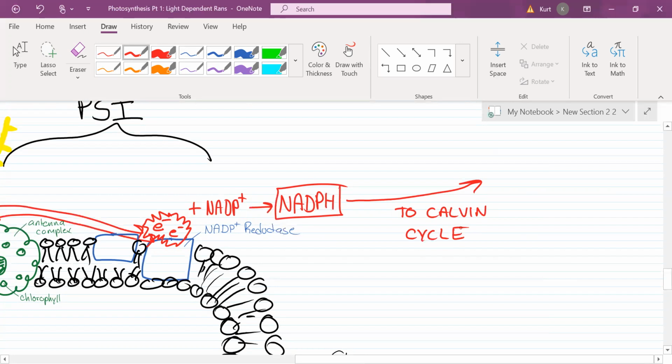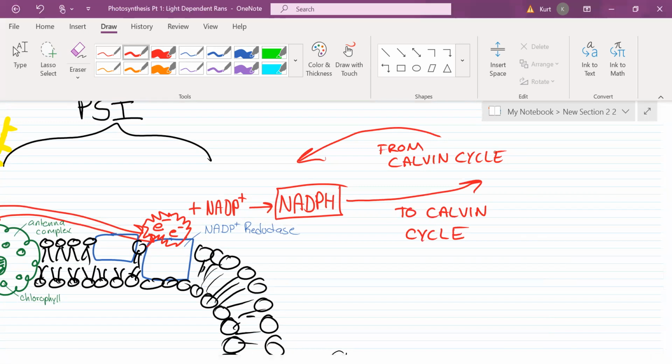This is your electron carrier. Now I have a question for you. If NADPH is going to the Calvin cycle, what is going to be coming back from the Calvin cycle? Why? You're right, but why? Why is it in biology in this class? You can't just say what it is. You have to say why. Why would NADP plus come back? To be reduced. You could say it's got to be reloaded. It's got to be recycled.